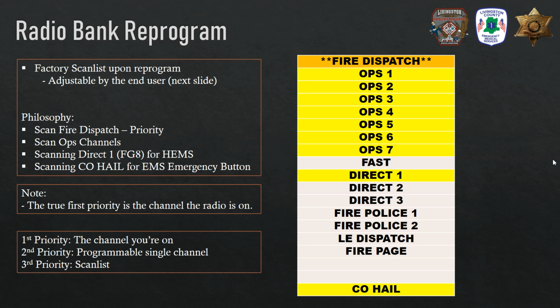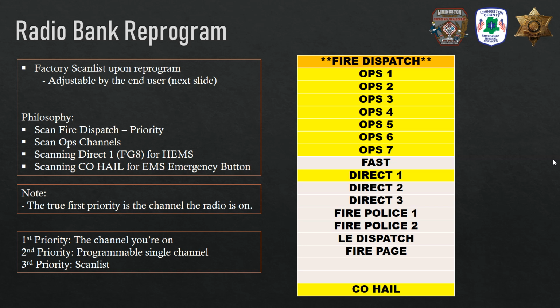And then we also have County Hail in the B bank within the scan list, due to the EMS radios still tripping over to County Hail when the emergency button is pushed. So on ambulance-specific radios and EMS portables, when the emergency button is pushed, the radio will automatically change to the County Hail channel in the B bank. We believe this to be a necessary scan within all radios across the county, for everyone to receive emergency button transmissions within the county.